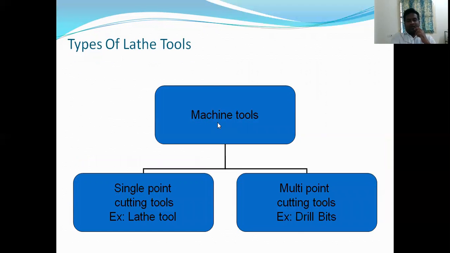So actually lathe machine tools are differentiated into two different types of cutting tools. One is the single point cutting tool, for example the lathe tool, and the second one is the multi point cutting tool, for example drill bits. The single point cutting tool is the lathe tool and the multi point cutting tool is the drill bit.